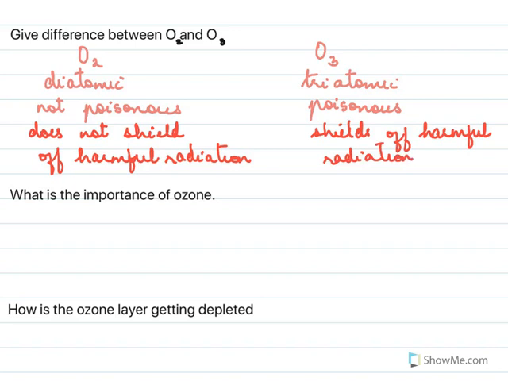Another important difference is that oxygen is present all over the atmosphere, of course more in the lower reaches of the atmosphere. Ozone is only present in the upper layers. Oxygen is present all over. It is present more in the lower layers.